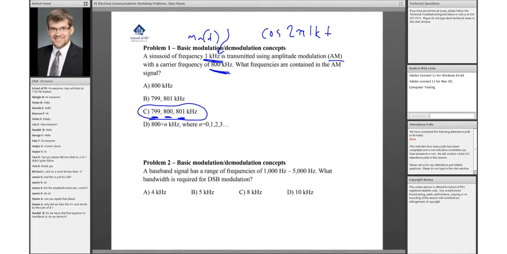If the question asked about double sideband suppressed carrier, there wouldn't be a component at 800. It would just be 799 and 801.